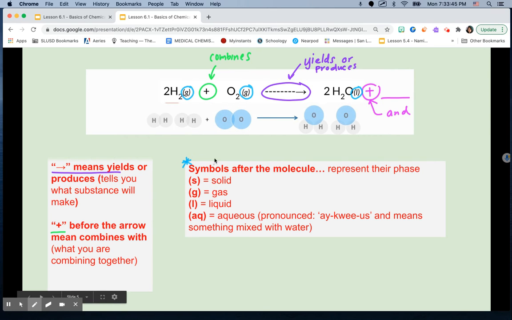And just as a side note, if you think about ingredients and things you make, right? Sometimes you have liquid butter in your recipe, and sometimes you want to use solid butter in your recipe. This is just a shorthand or quick way of letting the chemist or individual know what phase, whether it be solid, liquid, gas, or aqueous, their ingredients or reactants should be, and what phase will they produce something in.